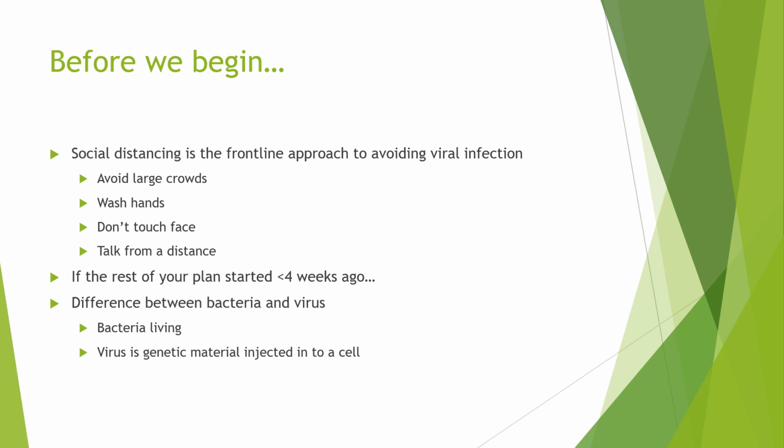First, social distancing is the frontline approach to avoiding viral infection. You want to avoid large crowds, wash your hands regularly, don't touch your face, and talk from a distance. If the rest of your plan for viral immunity started less than 4 weeks ago, you have a pretty bad plan. That's not to say things like elderberry and zinc won't be helpful, but I'd look at those things more as having a cup in a boat that's taking in a lot of water. They may help, but a bucket or fixing the hole will work much better.